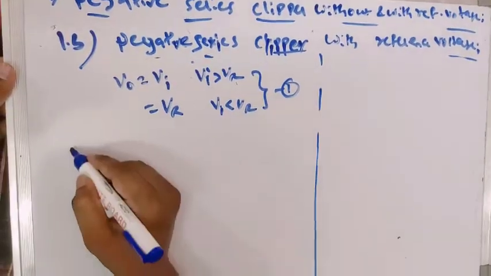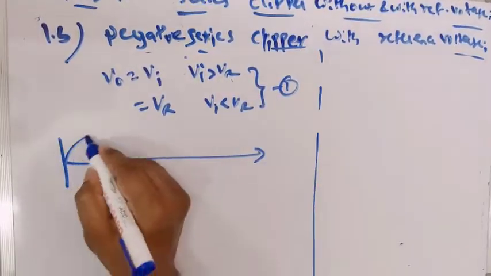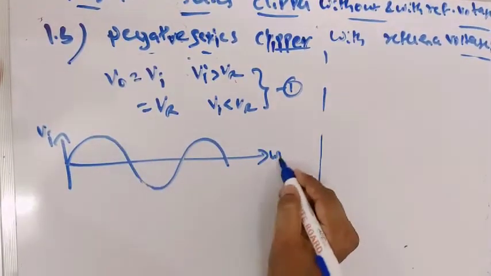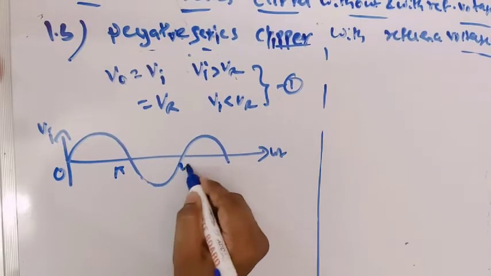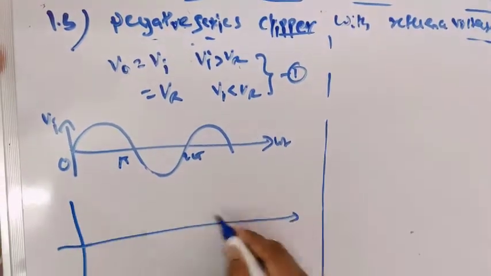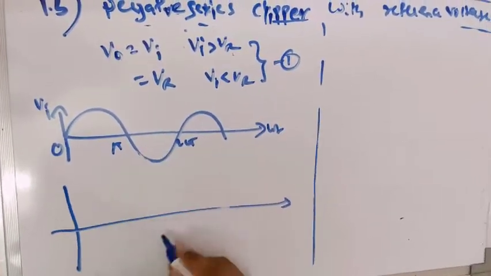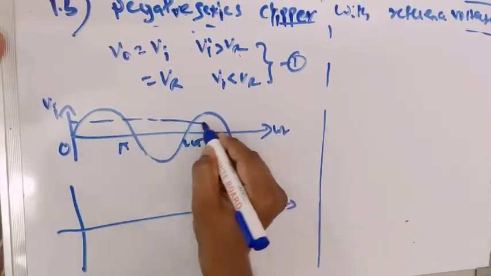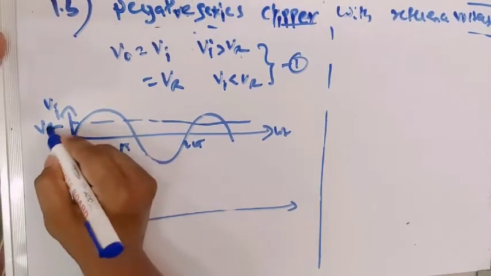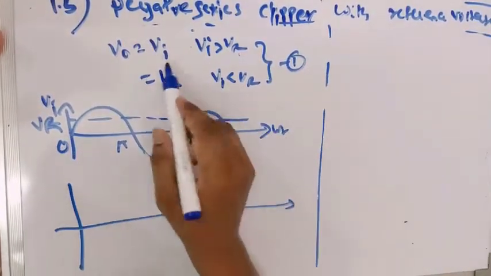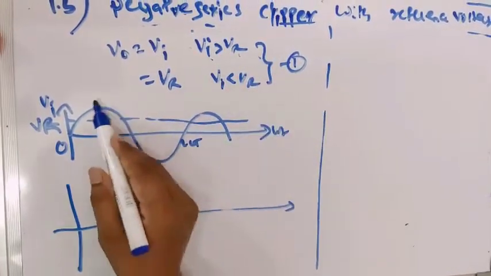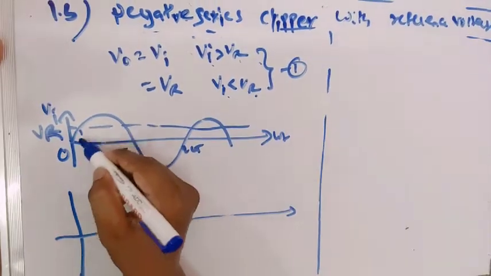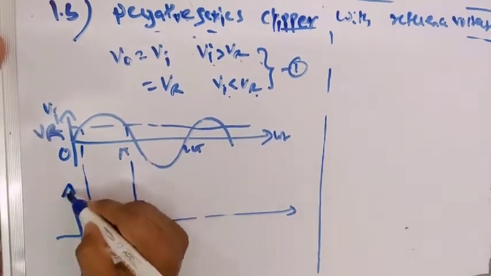Let us see the input and output waveforms here. This is the input waveform which we are applying to the clipper circuit. Now what will be the output waveform? 0, pi, and to complete the full cycle it takes 2 pi. Now we'll take the reference voltage here. The reference voltage is VR, a positive reference voltage. If Vi is greater than VR, it follows the input. When Vi is less than VR, it is restricted to VR. Now draw parallel lines here. This is the output voltage.